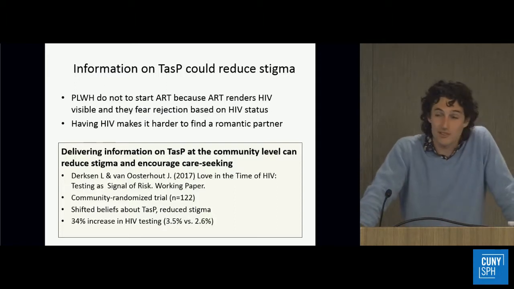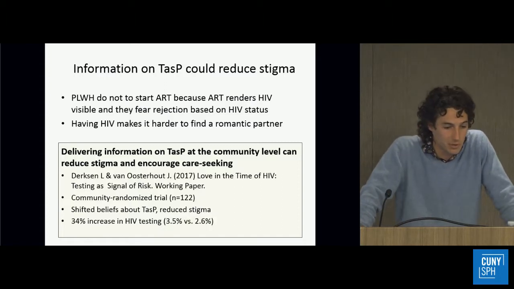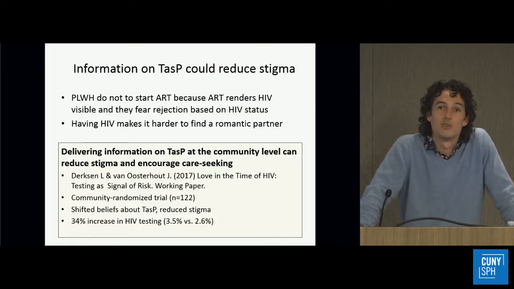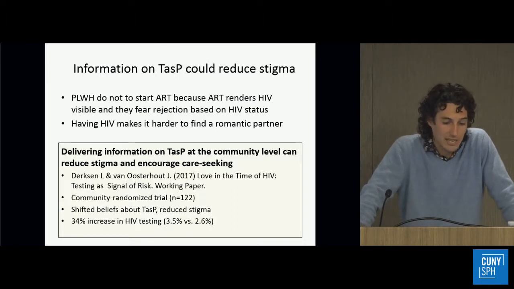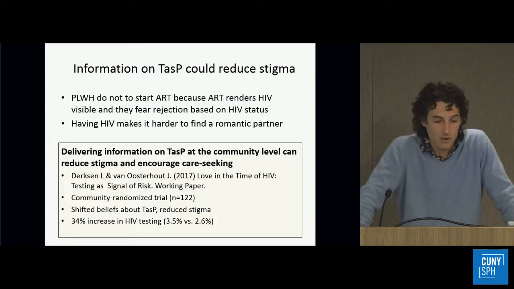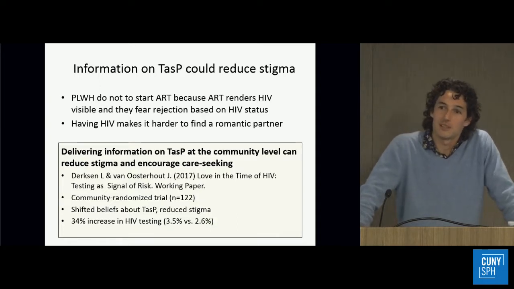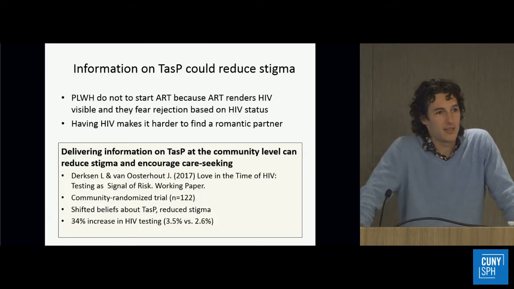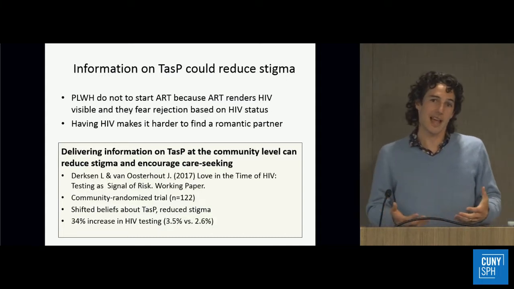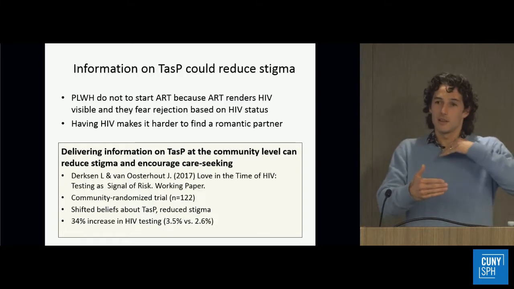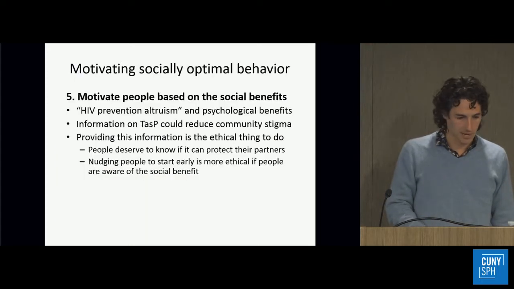Lord Dirksen and colleagues actually looked at this in a study in Tanzania, which is a fascinating study in which they presented information on TASP at the community level. They found that presenting this information first increased people's knowledge, reduced community level stigma, and actually increased uptake of HIV testing. Now, the increase was from 2.6% to 3.5%, but this is at least proof of concept that this may be an important pathway, and that U=U and expanding the reach of this messaging and actually selling TASP on its merits could have downstream consequences by addressing community stigma that keeps people from presenting for care and starting and staying on treatment.